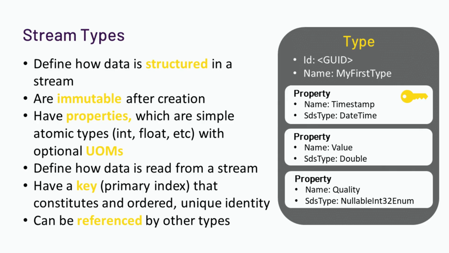Say we know that this value is always going to be a certain UOM. We can define that here. And as we'll see later, we could also define that on the created stream. Types also define how data is read from a stream. They have a key, which is the primary index that constitutes an ordered unique identity. In this case, we have the timestamp as our key, and types can be referenced by other types.